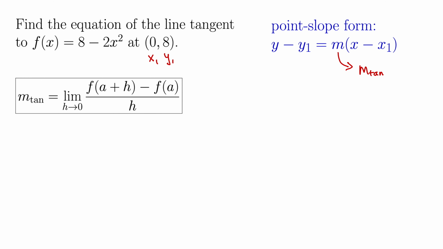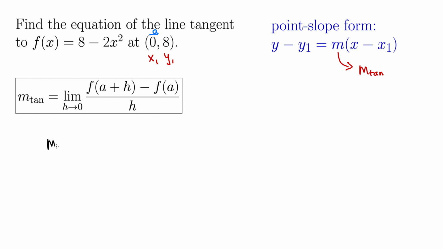So here's the slope of our tangent line: the limit as h goes to 0 of f(a + h) - f(a) all over h. Well, what's a in this case? Pause the video if you need to think about that for a second. Can you determine what a is in this example? Well, a is the x value, in all cases. So this 0 is our a, as well as our x1.